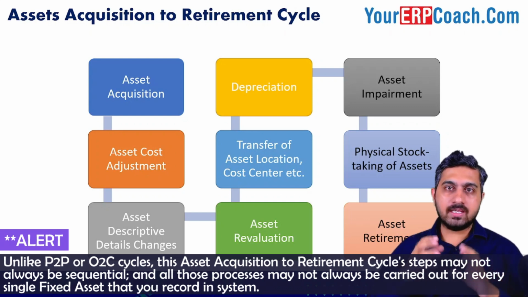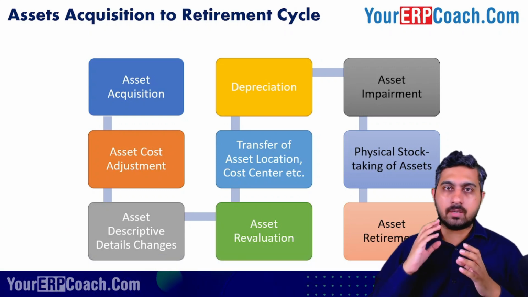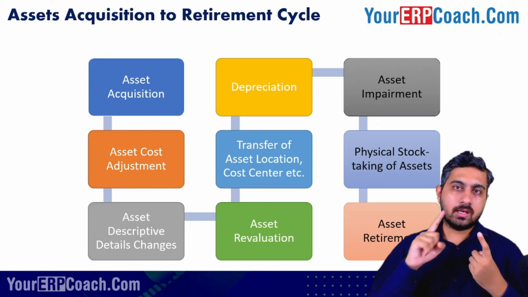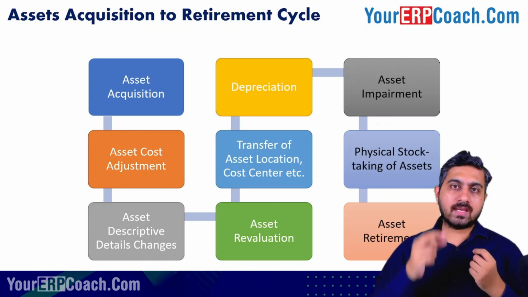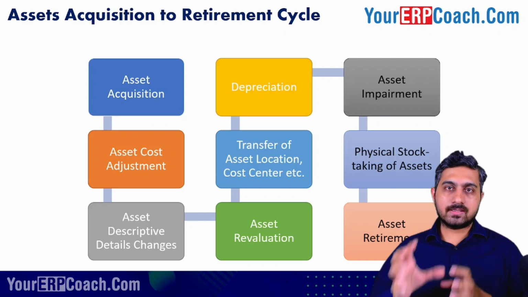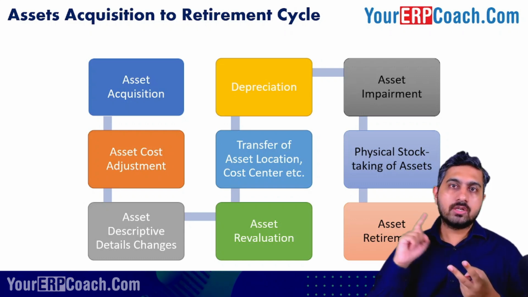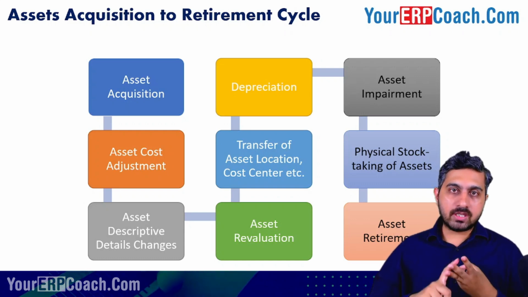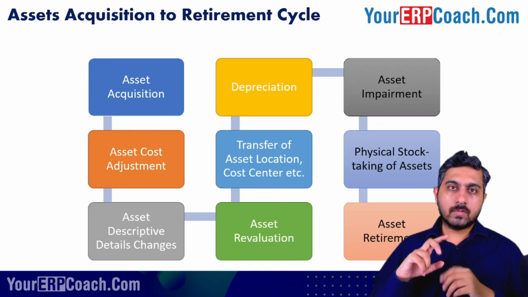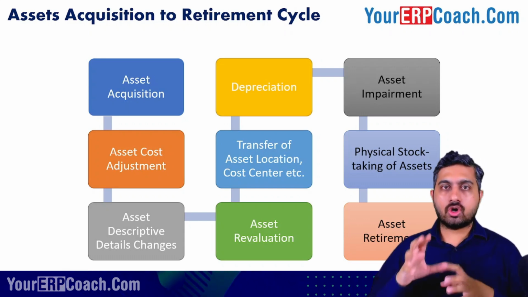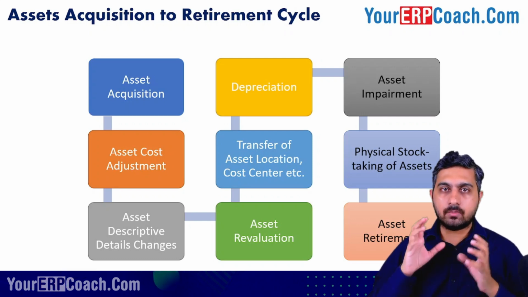What I mean by that is all the events that you can see on your screens right now may not necessarily happen for every single fixed asset that you purchase. However, broadly, if you consider all the events that may happen for your fixed assets, then right from the asset acquisition, which also means the capitalization of the asset, the cycle starts. Afterwards, there could be processes related to the asset, such as changing or adjusting the cost of the asset, changing the descriptive details of the asset, depreciation, impairment, revaluation, taking the physical inventory or the physical stock of the fixed asset, and finally the retirement of the fixed asset.